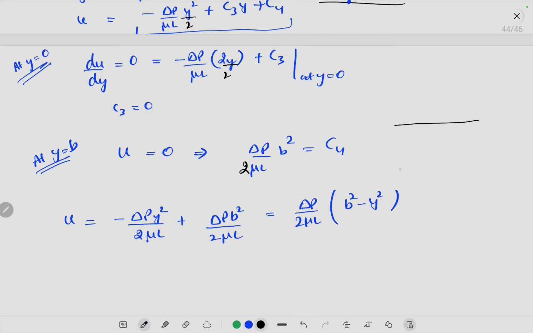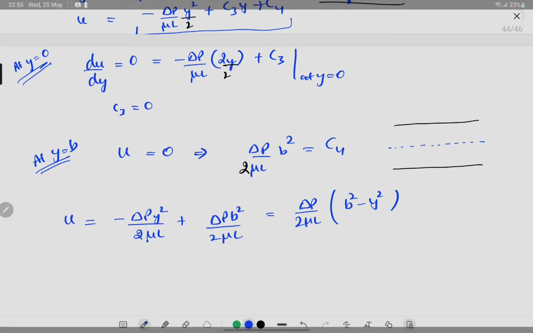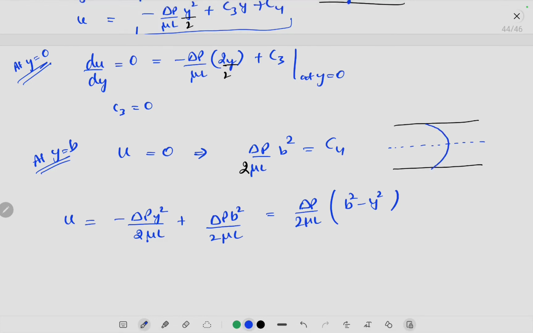Okay, so now let's just draw the velocity profile. So these are my 2 plates. In the middle of the separation between the 2 plates, I'll have velocity maximum and velocity 0 at the solid walls. So this would look like this. Okay, this will be a parabolic profile. Okay, so this is the solution to our problem.